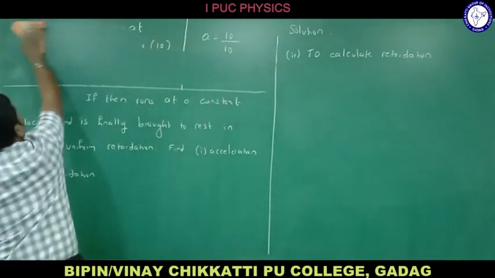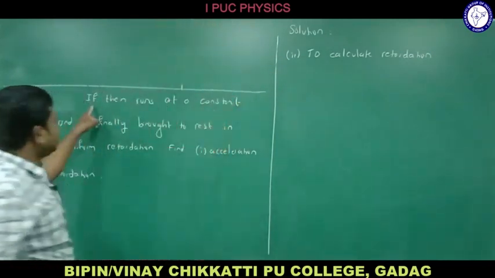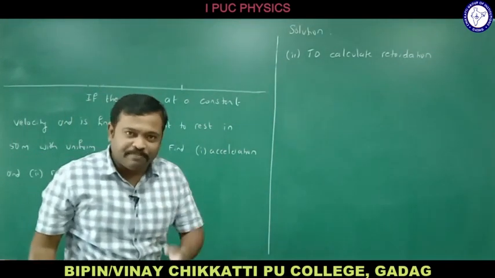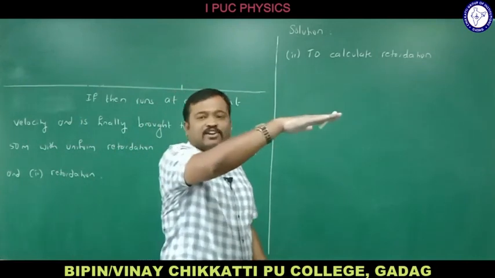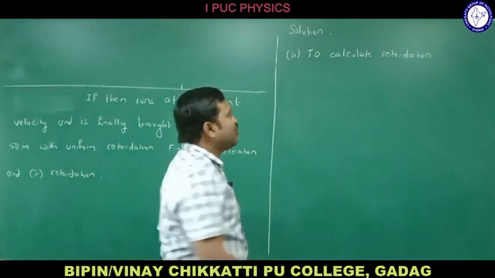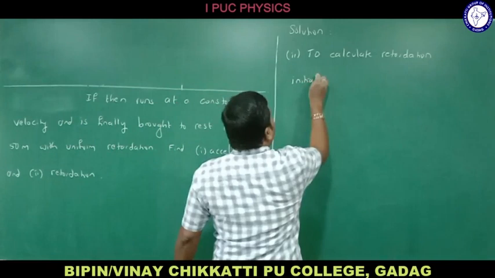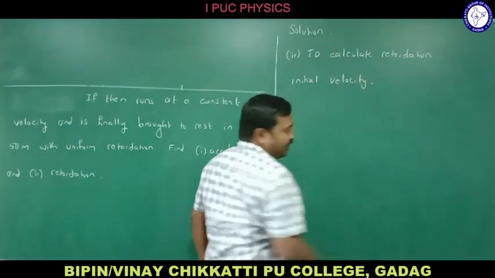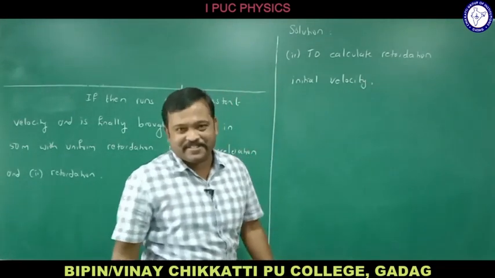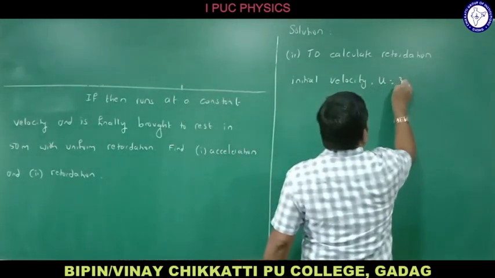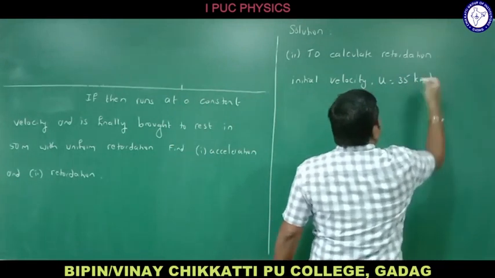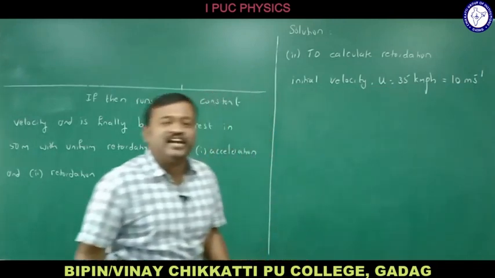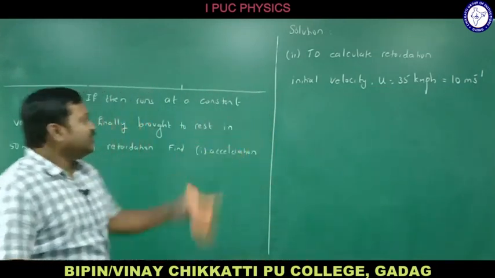This was the acceleration. Now let me go with the second part. If the car runs at a constant velocity, what was the velocity? 35 km per hour. Okay, now the car is moving at 35 km per hour, it comes to rest. Means, what is the initial velocity here? In the second part of the journey, what was the initial velocity? 35 km per hour. We have already converted into meter per second. How much did you get now? 10 meter per second, right? Okay, this is the initial velocity.